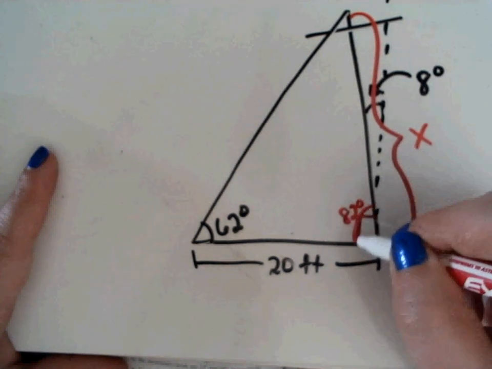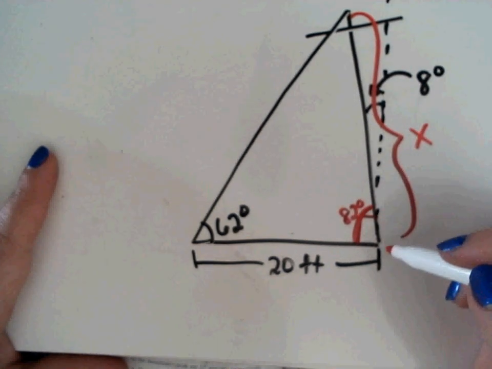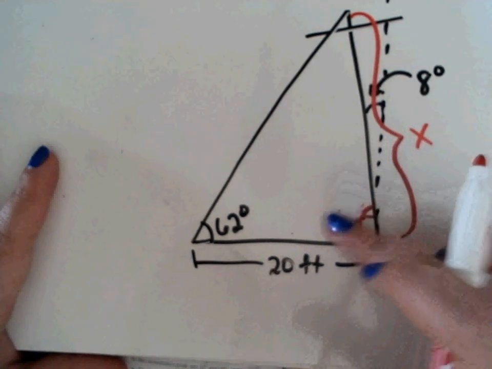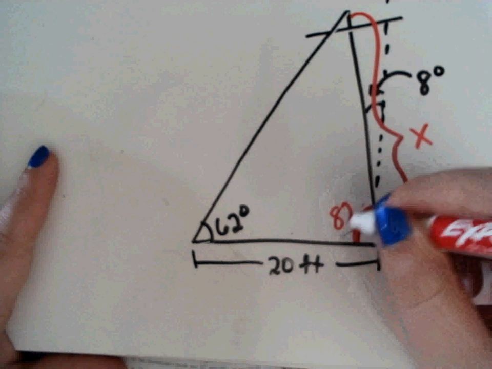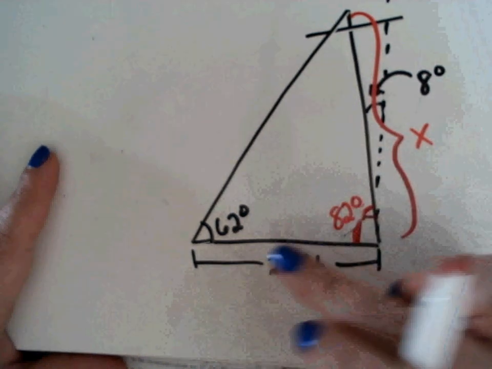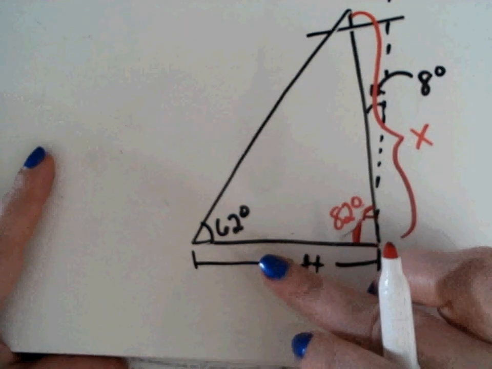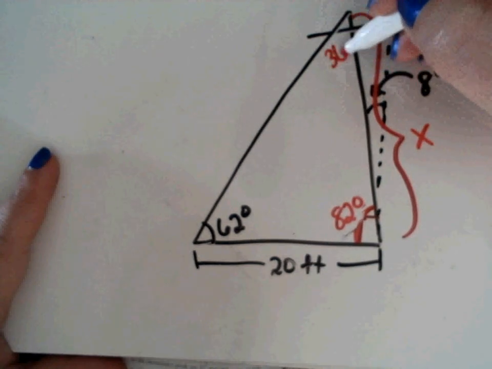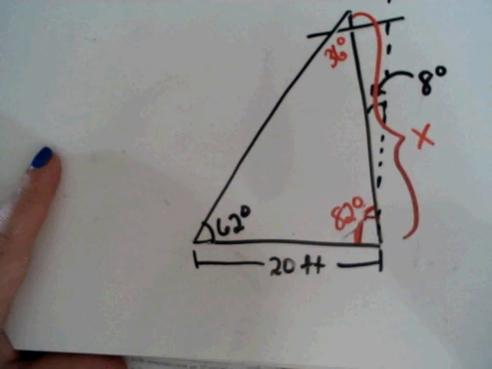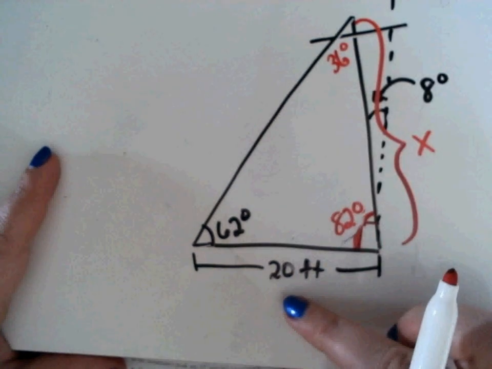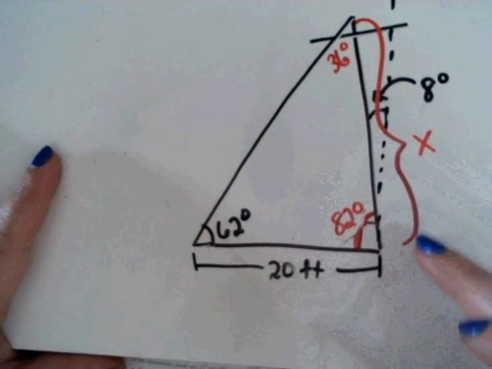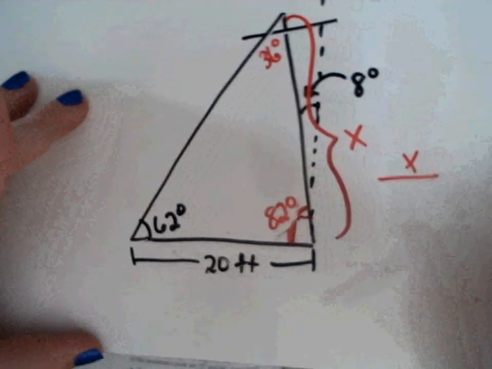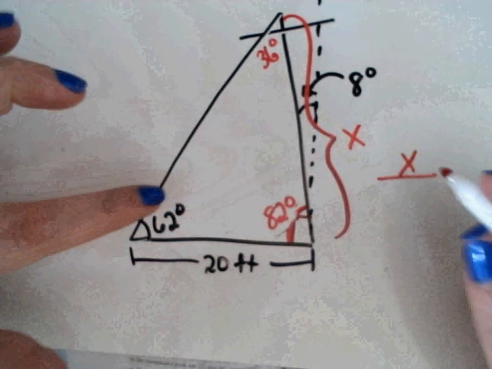What else do we know? If I know this is 8 degrees, and this right here is a right angle, if I take away the 8, then this is 82 degrees right here. You've got the right angle, take away 8, and you're left with the interior angle of this triangle. So this is 82 degrees. If this is 82 and this is 62, then that's 144, which leaves this to be 36 degrees. So then I have an angle and a side pair, and I have an angle and I have this side that I want.